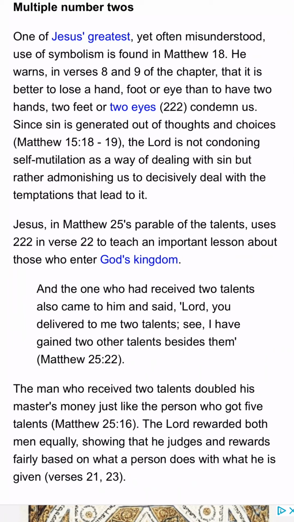Jesus, in Matthew 25's parable of the talents, uses 222 in verse 22 to teach an important lesson about those who enter God's kingdom. "And the one who had received two talents also came to him and said, 'Lord, you delivered me two talents. See, I have gained two other talents besides them.'" The man who received two talents doubled his master's money, just like the person who got five talents. The Lord rewarded both men equally, showing that he judges and rewards fairly based on what a person does with what he is given.